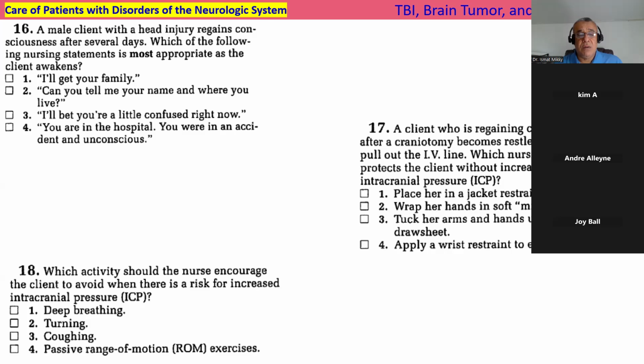Okay, and then 17. A patient who is regaining consciousness after craniotomy becomes restless. A craniotomy is an open incision into the cranium. The patient attempts to pull out the IV line. Which of the following nursing interventions protects the client without increasing ICP?